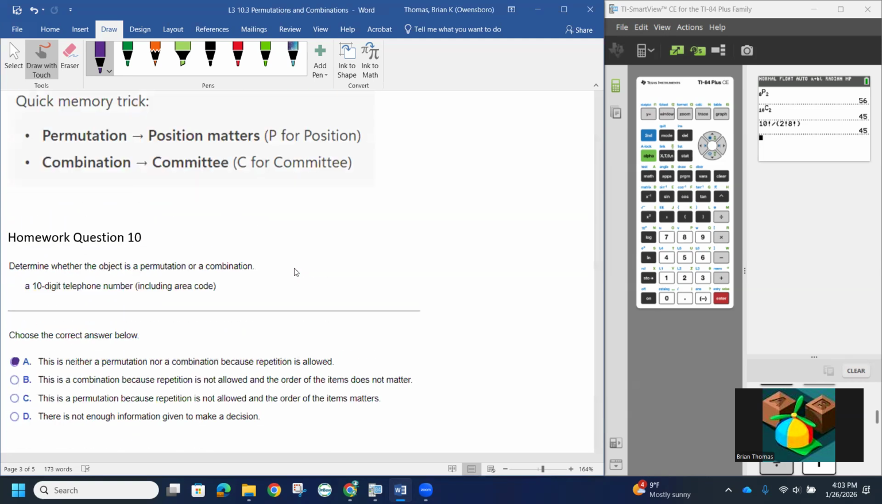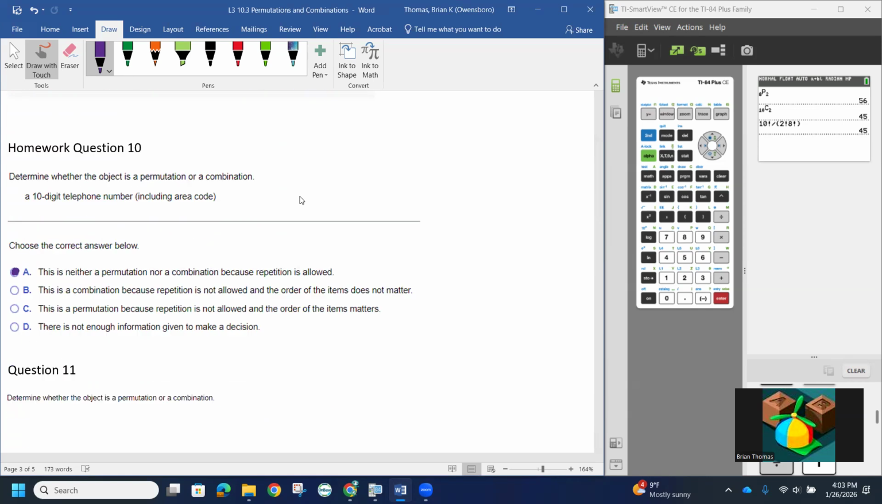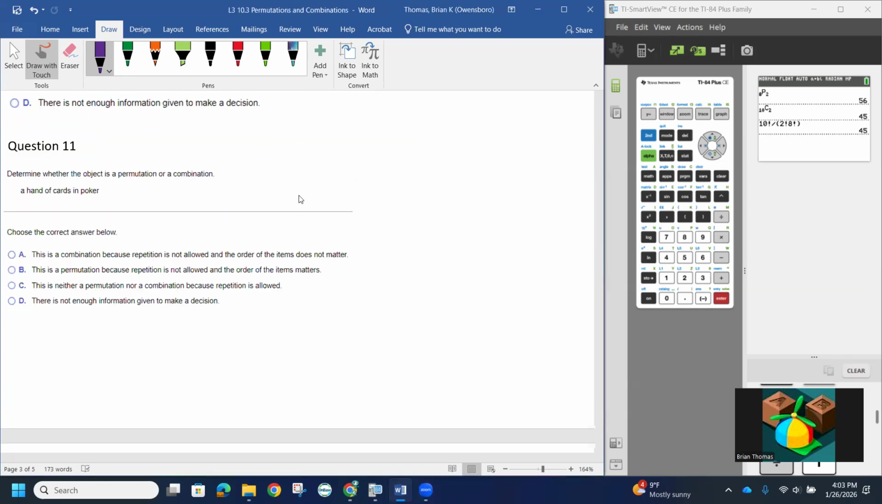Notice how in the previous example position matters, but again, when I'm dealing cards, I'm allowed to move the cards around in my hand, so position does not really matter in that sense. So this would be considered a combination because of that. Remember, in a deck of cards, all the cards are unique, so there is no repetition. So this would be a combination because repetition is not allowed, and order does not matter when you make a hand.